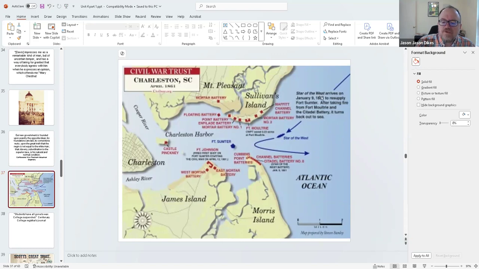There had been an attempt to resupply it here when Buchanan was still president. And the Confederates had built up, remember, a battery is artillery. So these batteries and forts have been built up here alongside of it.